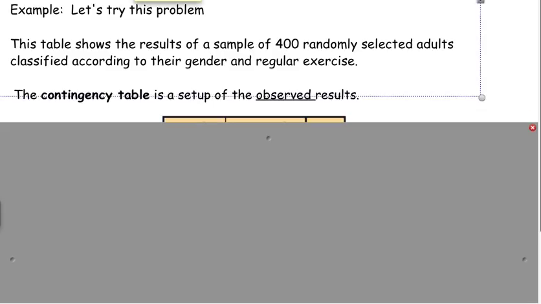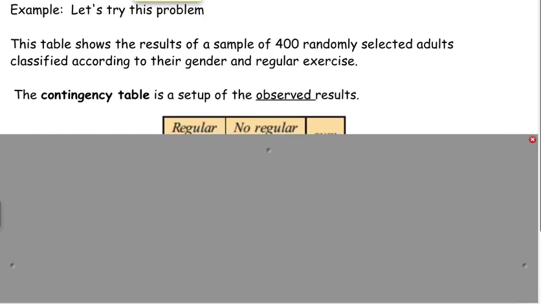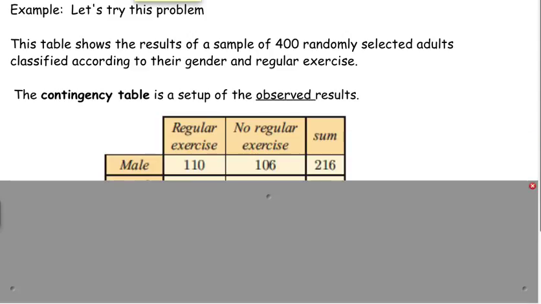So let's say we go out and survey 400 people. They're randomly selected, and we ask them what their gender is. Are they male or are they female? Do they have regular exercise or they don't? So we set up our tallying and we group all the data in our table here. And these are considered our observed values, what we got from our sample.